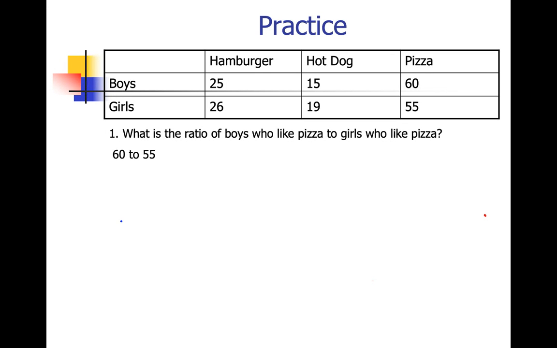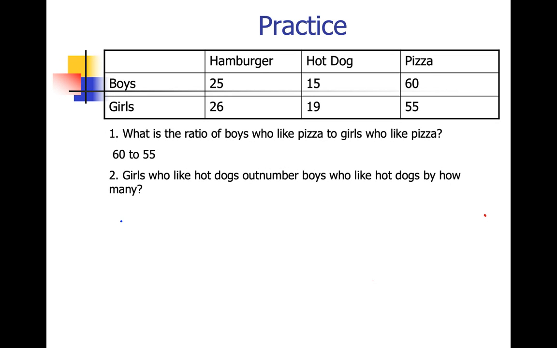Now, when do I know to reduce versus not reduce? If I don't tell you that you need to reduce, you can just leave it as 60 to 55. In terms of how to write it, if I don't tell you that I want a fraction, you can leave it as 60 to 55. You can write it as a fraction. You can write it with a colon. Remember, there's 3 ways of writing ratios. If I don't specify, then just write it however you prefer.